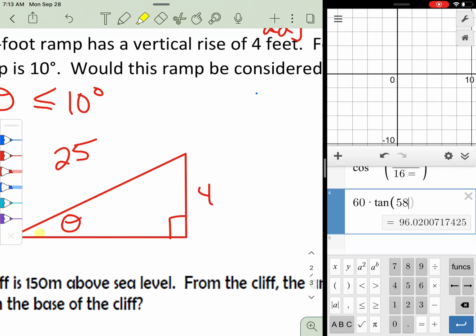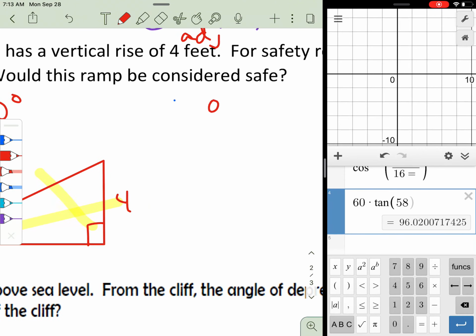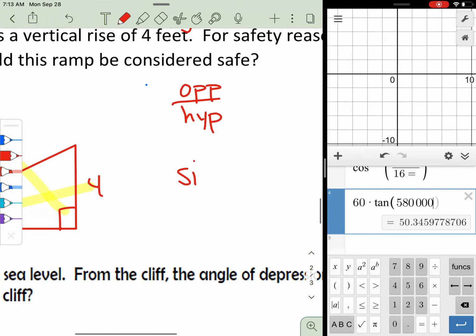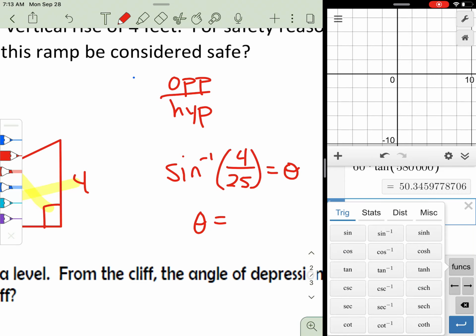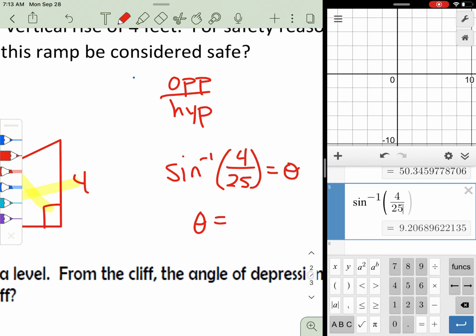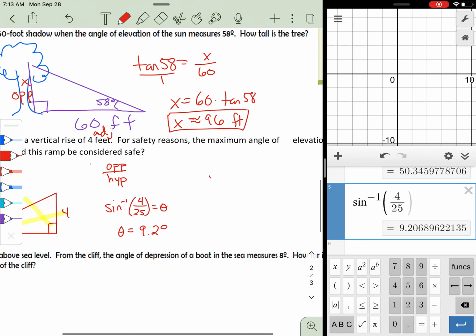All right, so let's use our understanding. This is opposite, this is hypotenuse. So opposite and hypotenuse is sine. But now we're looking for the angle, so this would be inverse sine of opposite over hypotenuse. So theta is 9.2 degrees. So this is, yes, it is safe. It's less than 10 degrees.